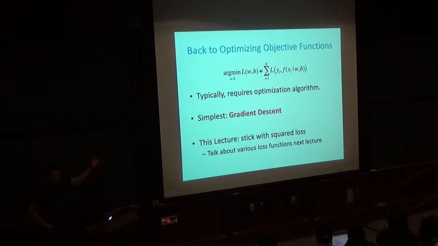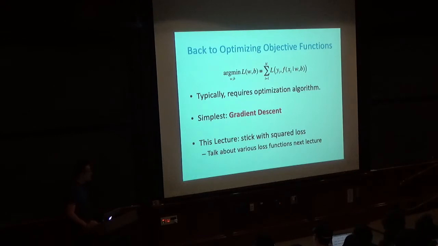Okay, so typically this requires some sort of optimization algorithm, the simplest of which is gradient descent. For those of you thinking 156, a gradient is simply the multivariable derivative of this objective function. So you take the derivative of this with respect to, let's say, the W vector, and that's the gradient with respect to W of this objective function.